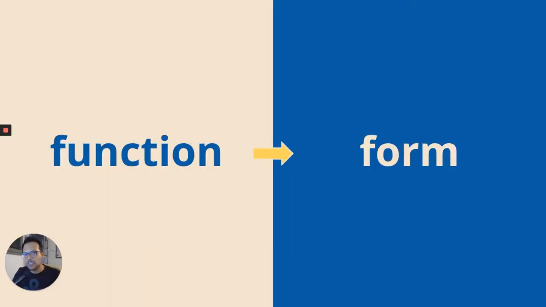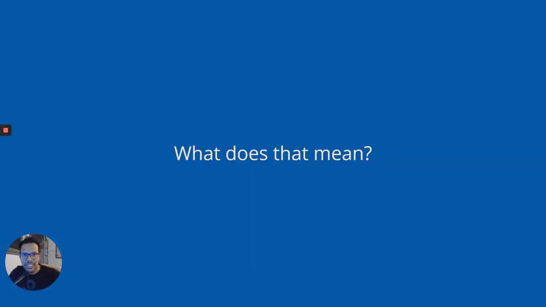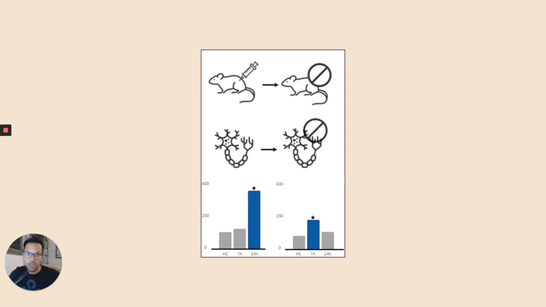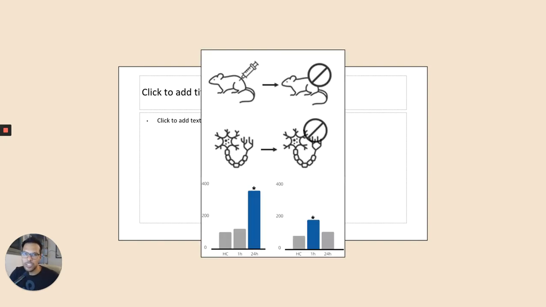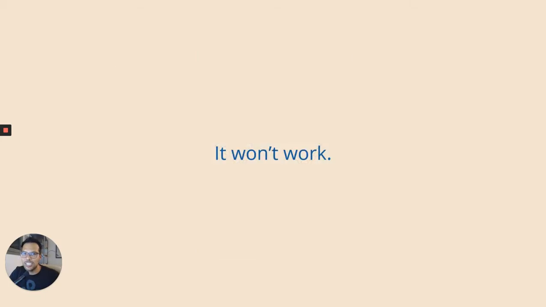Now going back to the function and form, you have to know that function comes first and the form follows. And it shouldn't be the other way around. And what does that mean? It means that you have your content that you want to talk about. And then there is this pre-designed, very generic template, which is a form that you can use. But when you try to fit your content into it, it just won't work.